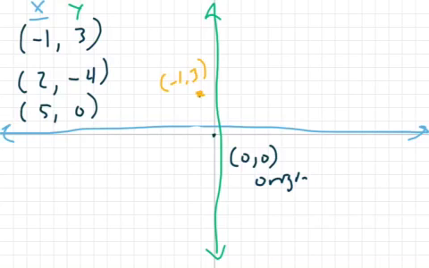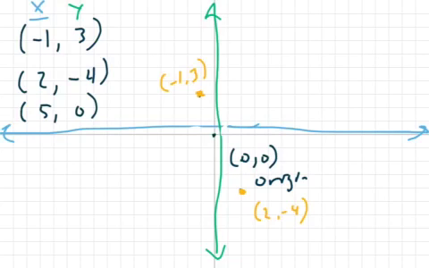Alright, the next one is (2, -4). So I find 2, 1, 2. Then I need to go down to -4. 1, 2, 3, 4. So right here is (2, -4). And again, I'm just putting these dots here to help you see where I'm starting and going, but it's not needed.